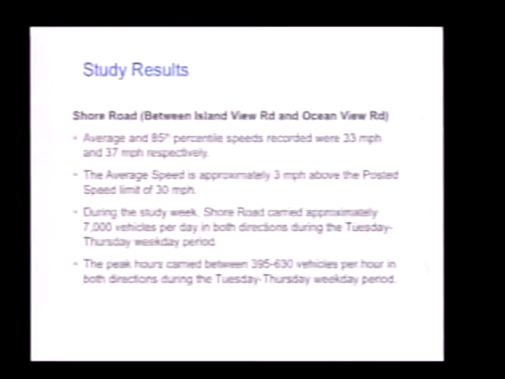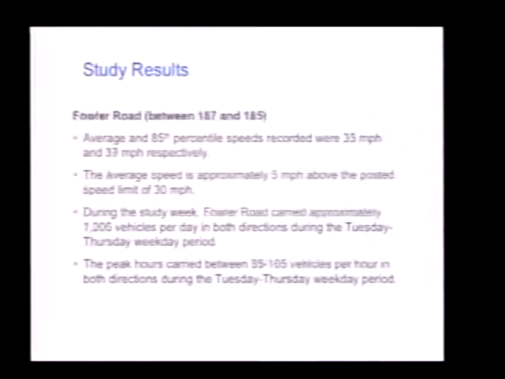So the average and 85th percentile speeds at Shore Road are 33 and 37 respectively. The average speed is approximately 3 miles per hour above the posted speed. And Shore Road carries approximately 7,000 vehicles a day. That's combined in both directions. And the peak hours carry between 395 and 630 vehicles per hour, again, during that peak hour.